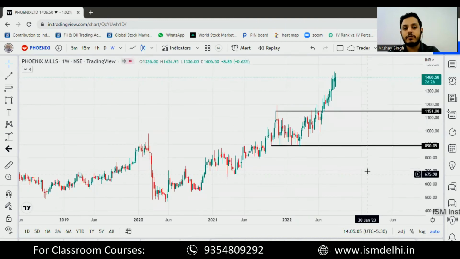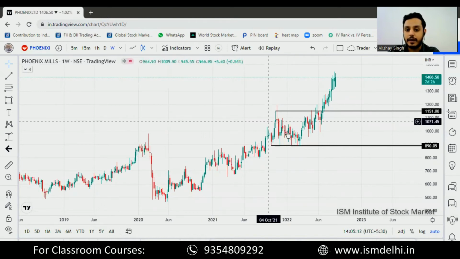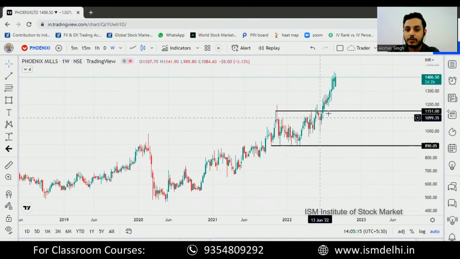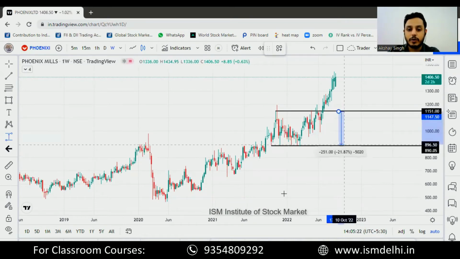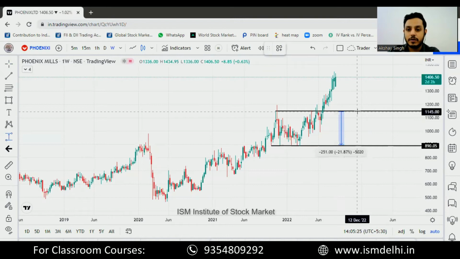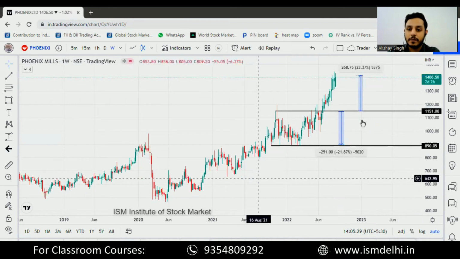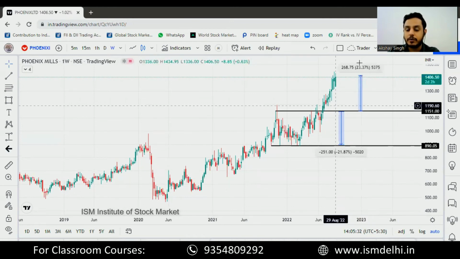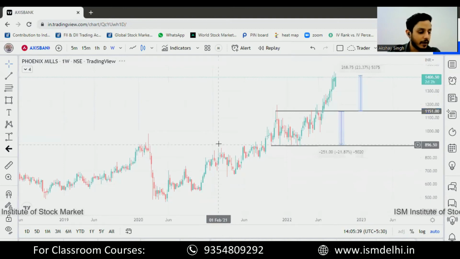Another one is Phoenix Mills, from the realty sector. Uptrend with higher highs and higher lows clearly, then a consolidation happening over some time, and then a breakout. What we see is another 20-22% range, and now it has given this target. So you measure this range and then project it upwards. That would be your first target. Otherwise you can always trail your targets.